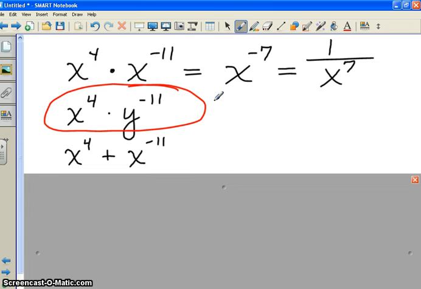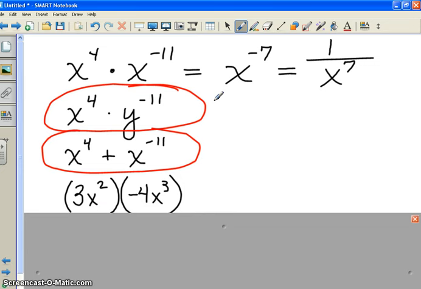Next one, x to the 4th plus x to the negative 11th. Nothing to do here either. This is the answer. Because we are not multiplying those x's, we are adding them. And to add things together, you need like terms. And x to the 4th and x to the negative 11th are not like terms.